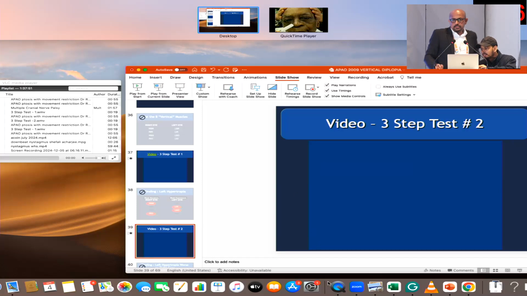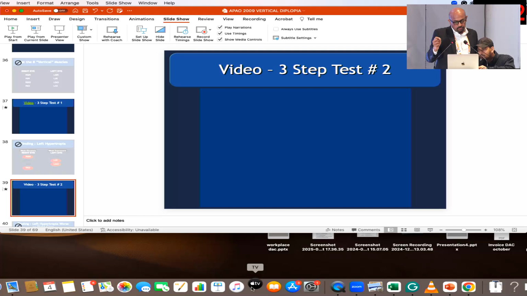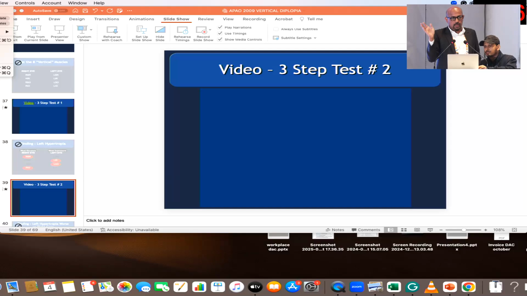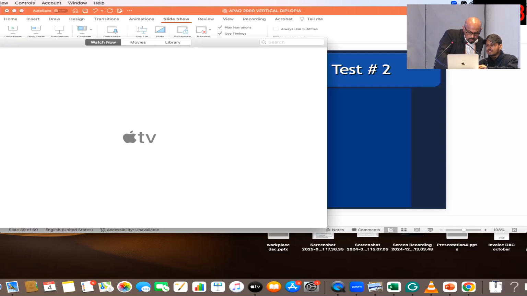So, the three-step test. The first thing to observe is which eye is higher, so which eye is hypertropic. The second step is what happens to the hypertropia when the patient looks to the right and to the left. And the third step is what happens to the hypertropia when the patient tilts his head to the right and to the left. So let's take an example of right superior oblique palsy.